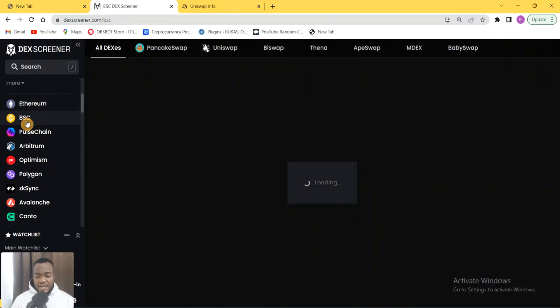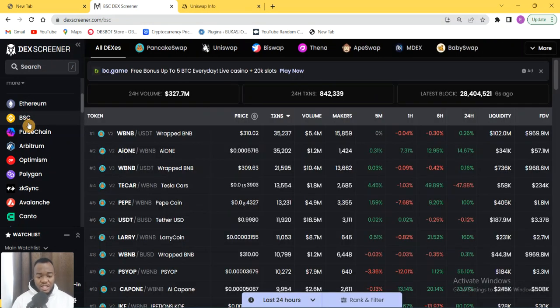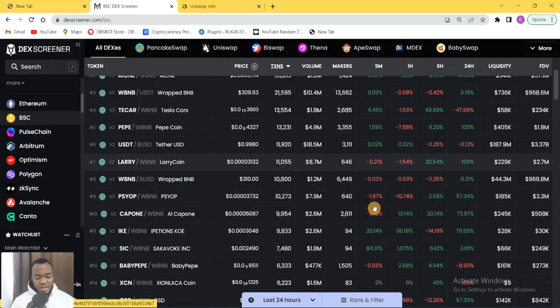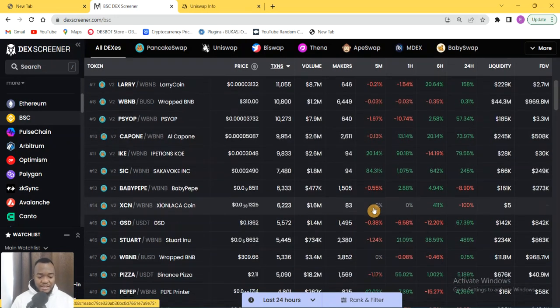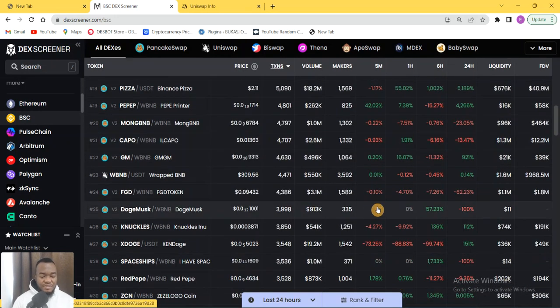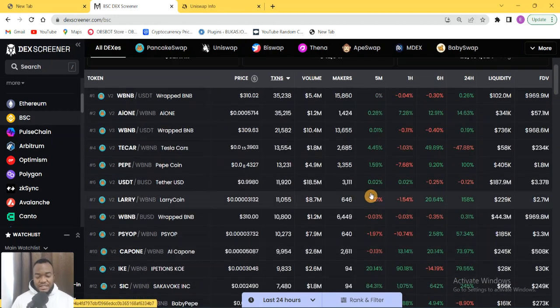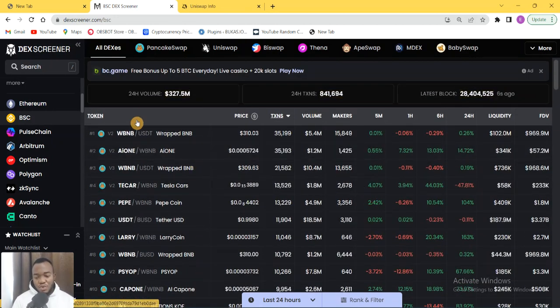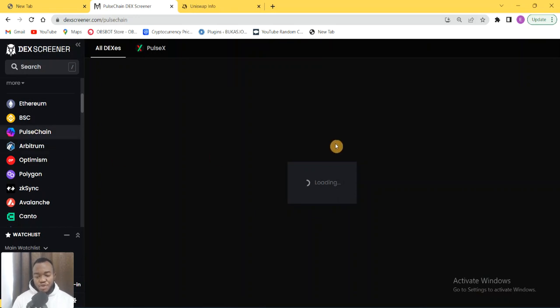You can see that there is BSC. There is also the BSC play, but most of the BSC plays sometimes don't work well. That means people are running away from BSC. You can see that there is not even a BSC play here that has done a lot. So this is BSC, and this is Pulse chain.